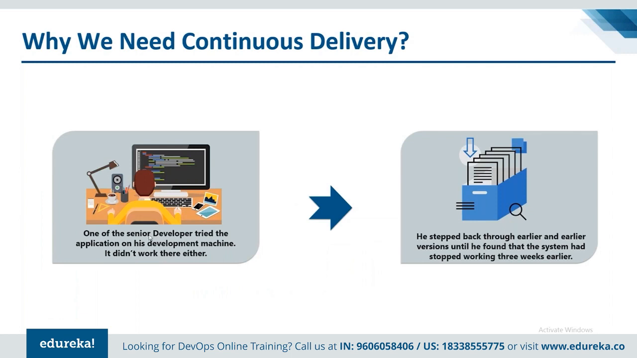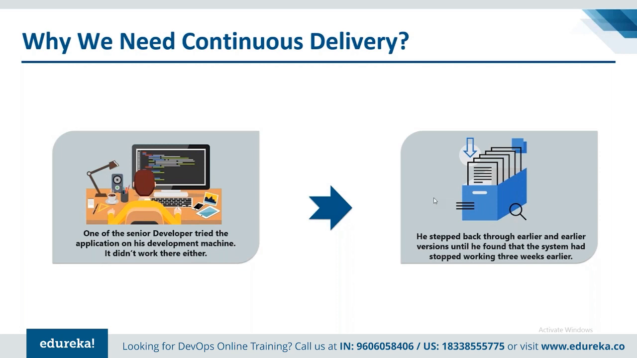Basically, one of the developers simply tried the application on their own machine itself, and the application didn't work there either. So how could it work in the real world, or we can say the production environment? To find the issue, they went back a few versions, looking at the changes that had been made to the code.